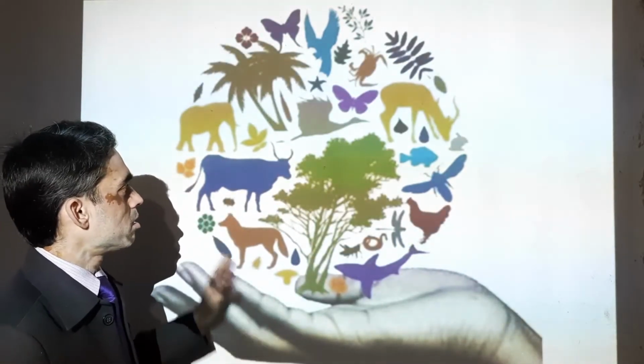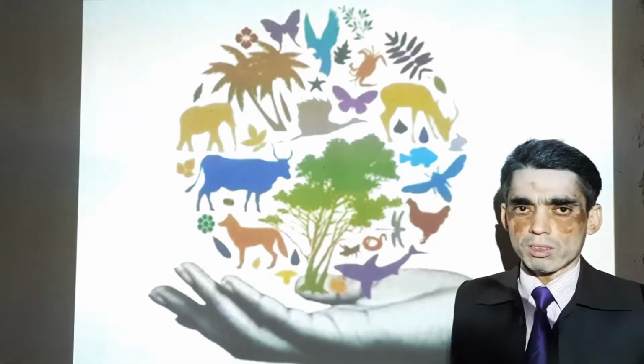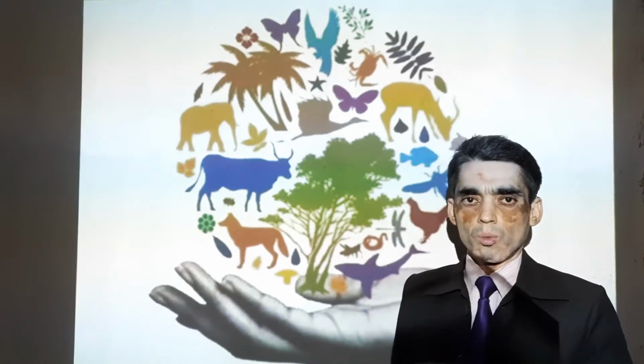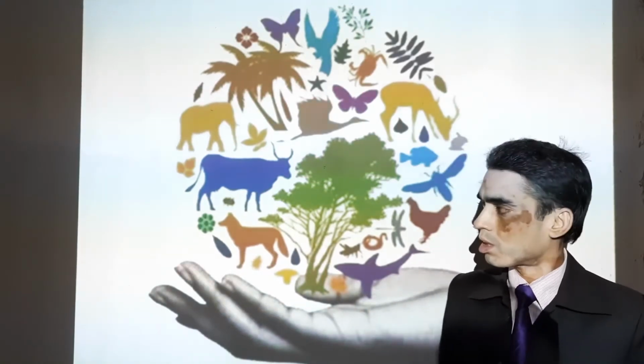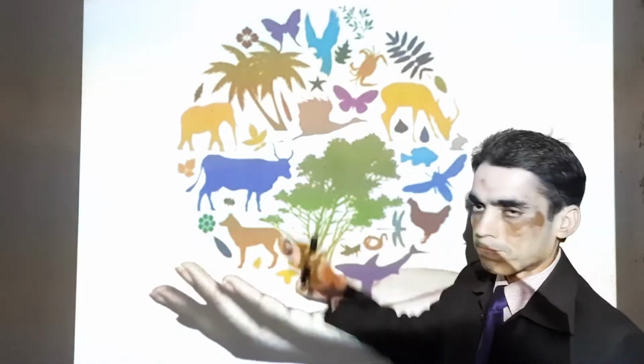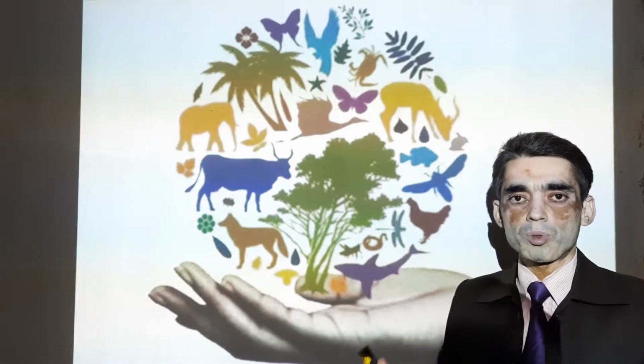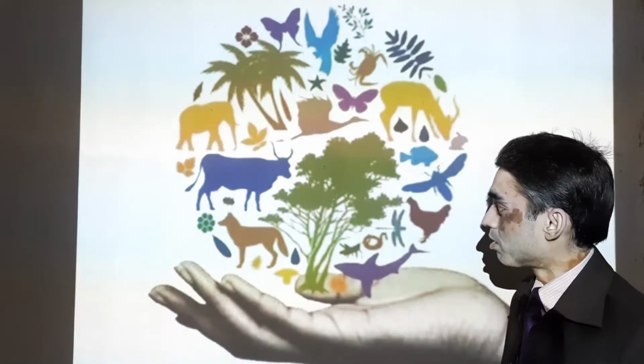We see here, in the picture, there are so many animals, birds, plants. That means we are living all together with animals, with plants, with birds. This is called biodiversity, when all the living things live together or stay together.